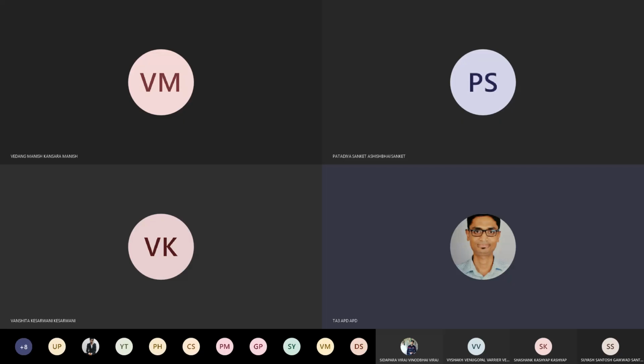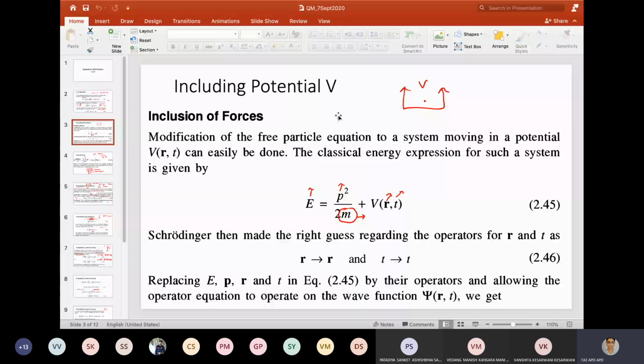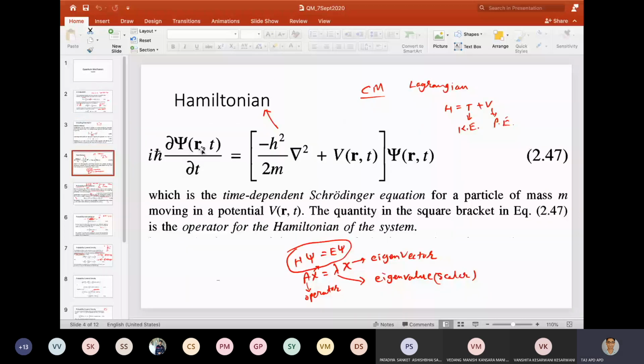Potential V: if you include the potential V, how does it affect things? So that we have seen, and then one can put the Schrodinger equation in a final form, where we saw that the Hamiltonian operator has a role to play when it acts on the given particular psi function. It gives some expectation values to you.